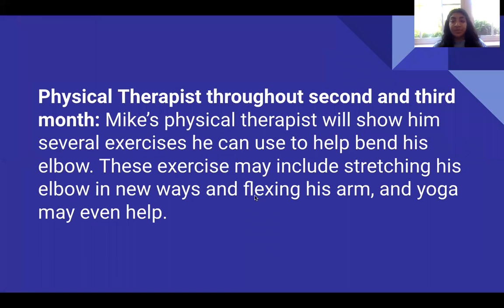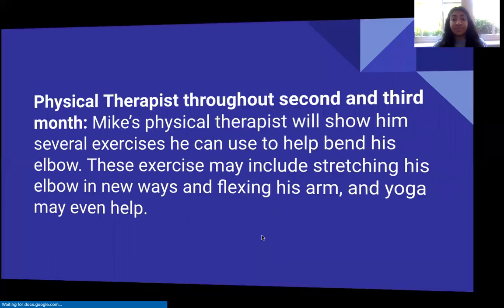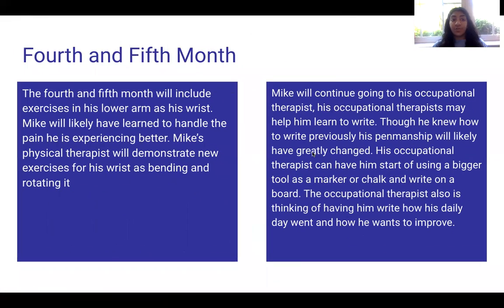So, the physical therapist in the second and third month. Mike's physical therapist will show him several exercises he can use to help bend his elbow. The exercises may include stretching his elbow in new ways, flexing his arm, and yoga. This may even help.